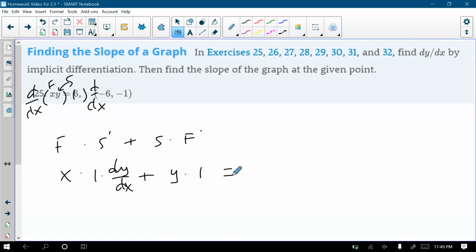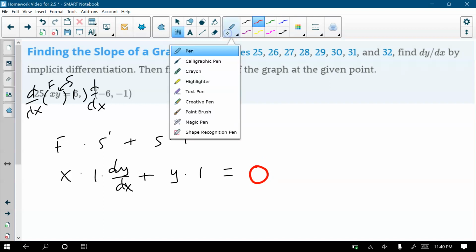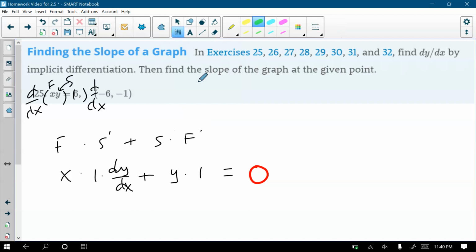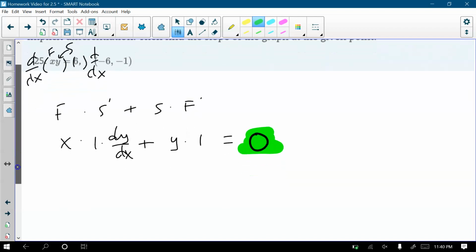Now on the other side, we get equals 0. So many students have missed this in the past, and we want to make sure that this year we don't get that. The reason we have equals 0 is because the derivative of a constant is 0. So please be careful with that.